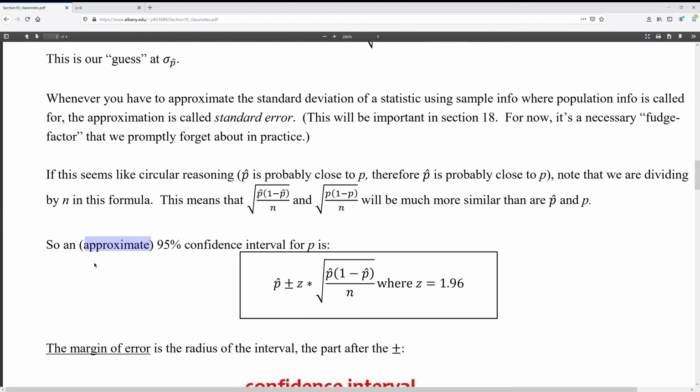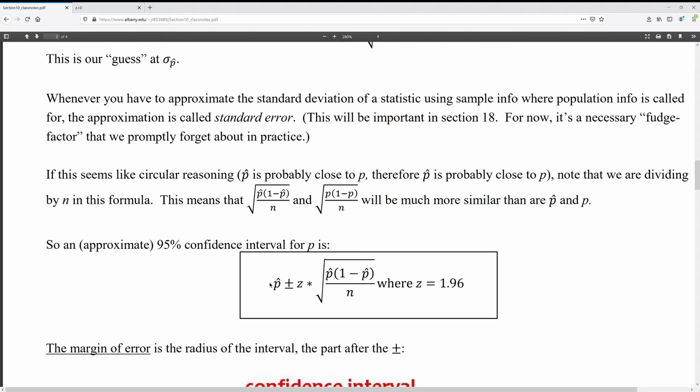An approximate 95% confidence interval for p is p hat plus or minus z times the square root of p hat times 1 minus p hat over n, where for the 95%, the z is 1.960. Now remember, that's where we started. If you wanted 95% in the middle, then it was 1.96 to either side. So it's the 95 that gives you the z. We can do other confidence intervals, and we'll do them later.